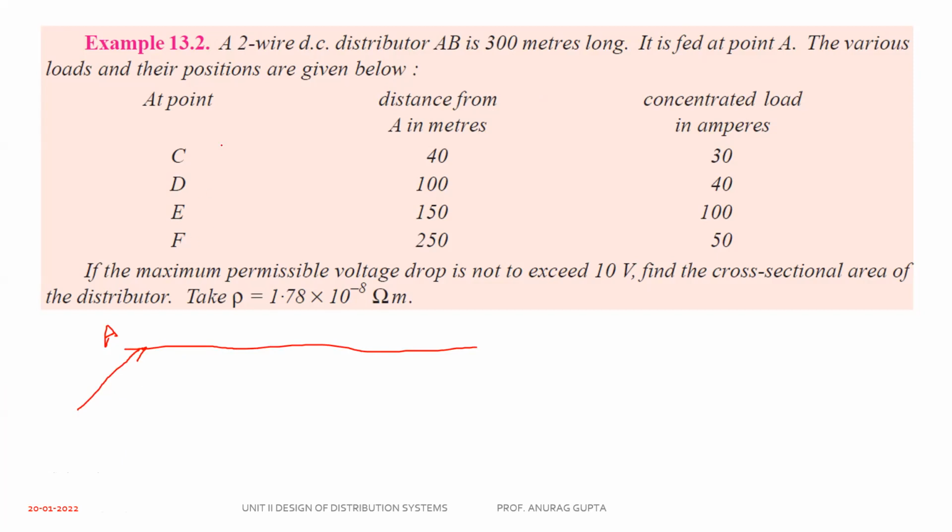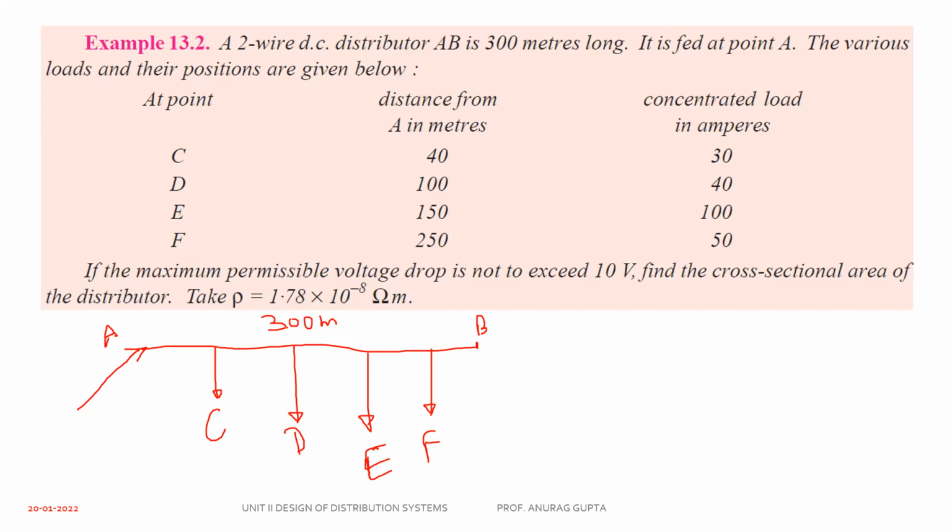Now the points given are C, D, E, F. So this is A, the second point is B, and AB is 300 meters long. I take point C, point D here, then E, and then the F point. These are the consumer points: C, D, E, F.